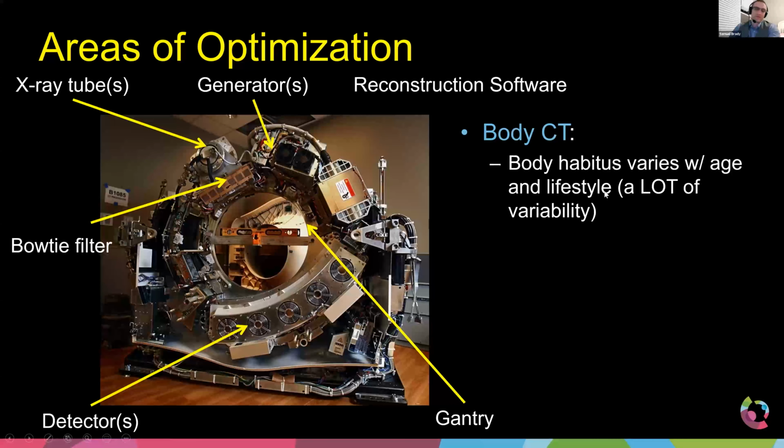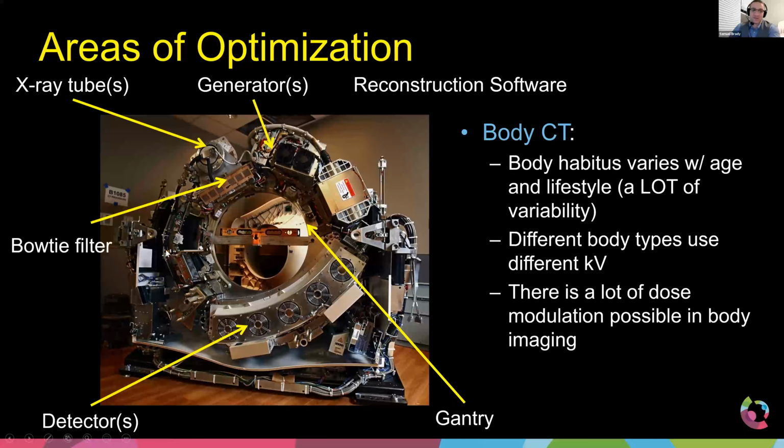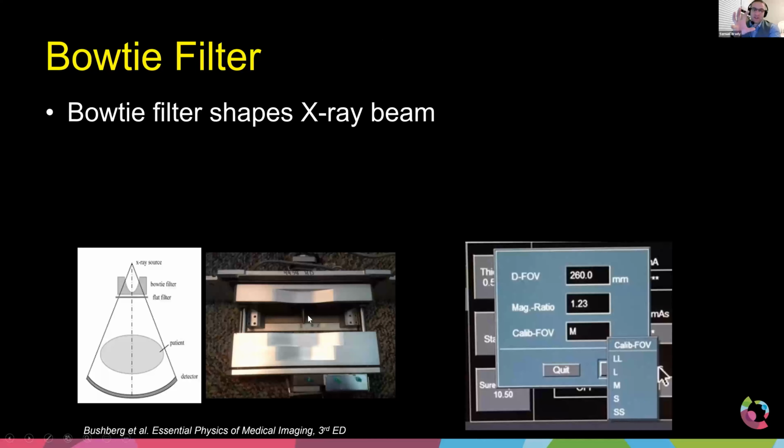But in the body, of course, as a function of age, we are so much different. And even when we're all the same age, we can be quite a bit different in body habitus. And so there's a higher degree of variability, and therefore a greater need for optimization in the body. We use all kinds of different kVs and all kinds of different outputs. We use all different kinds of filters, and the detector needs to be optimized differently for slice thickness, for coverage, etc. So when we talk about optimization, let's start back up at the top of the machine.